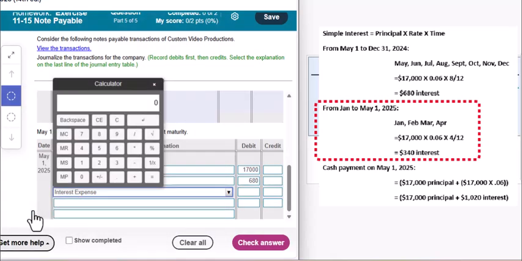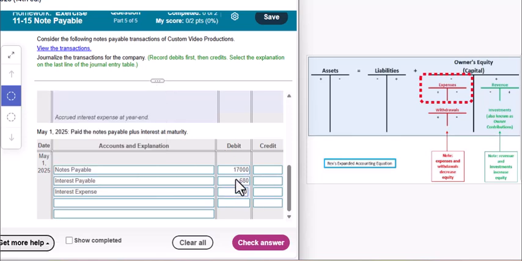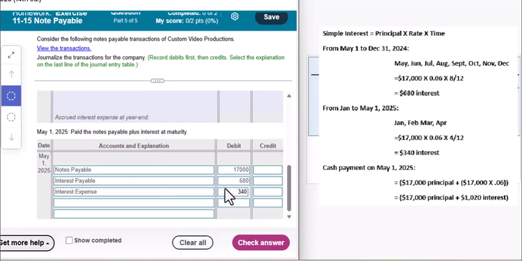Again, that's going to be the principal times rate times time formula to calculate how much that expense is. So we'll go ahead and input 17,000, which is that principal amount, times 0.06, which is the interest. And then we have to figure out that interest for 4 months. So we'll go ahead and divide this by 12 to get the monthly amount. And then go ahead and multiply by 4. And that amount here that we'll debit out of interest expense or to increase interest expense is $340. And then these two together would be the amount of total interest that we're paying.